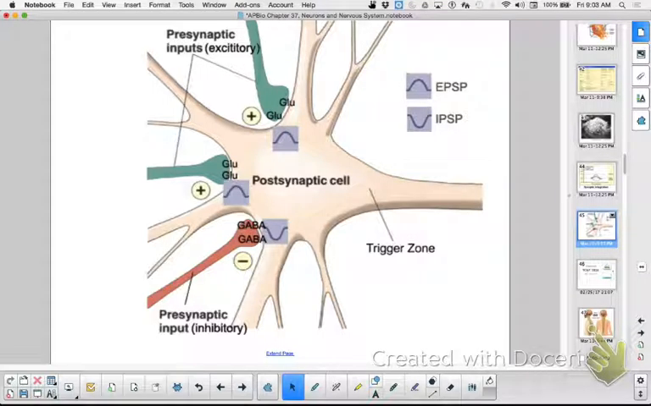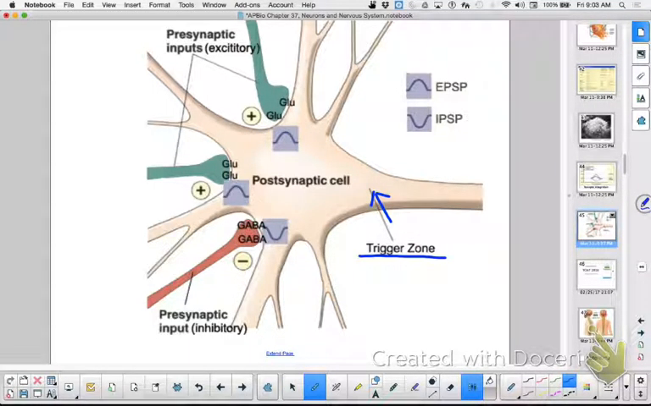Okay? So when you look at a neuron right here, you can have excitatory messages, see how it's going up, just like the graph we looked at, and inhibitory would make it more negative. As far as what influences the neuron the most, it's this trigger zone, what it's really called is the axon hillock, and that has a greater vote.